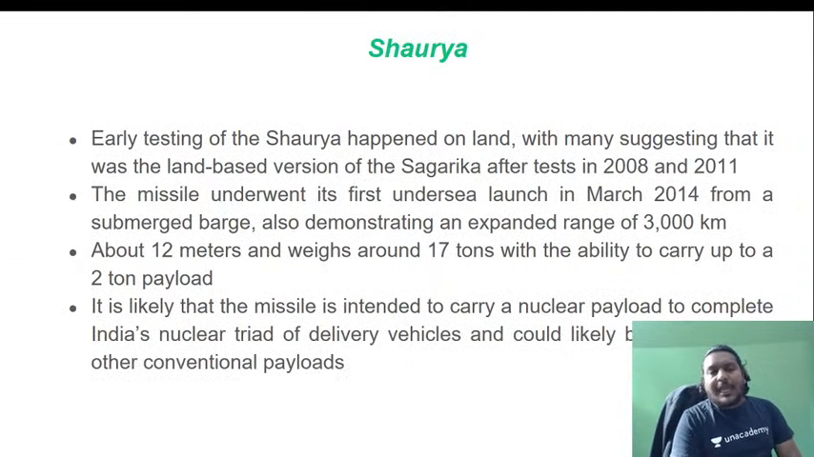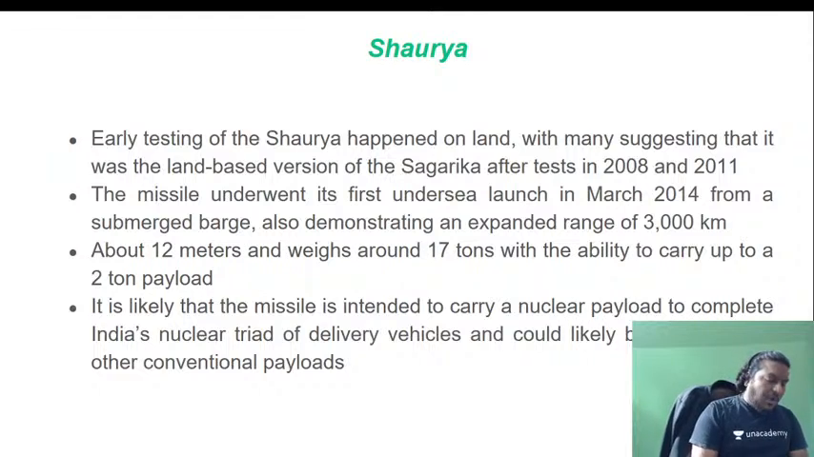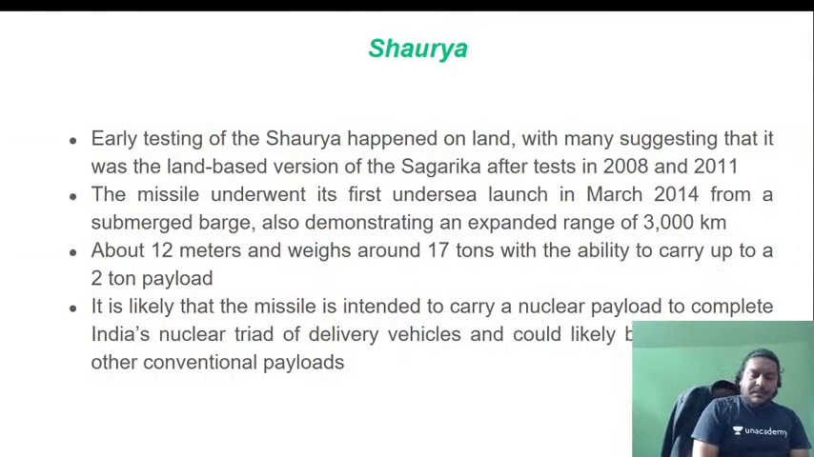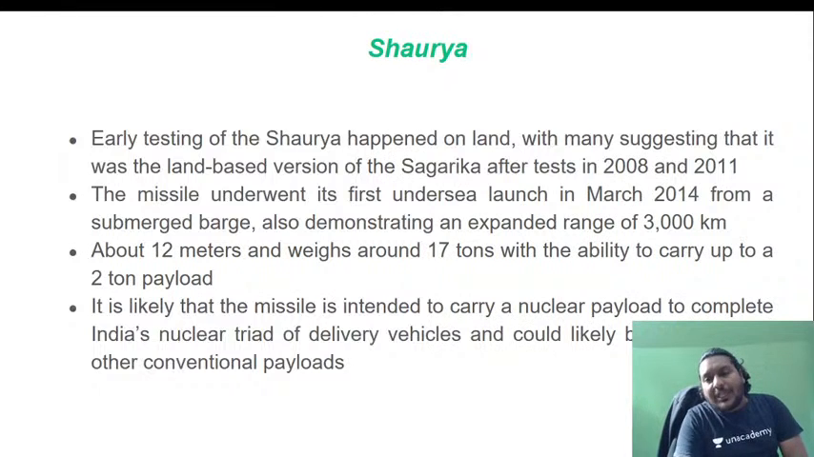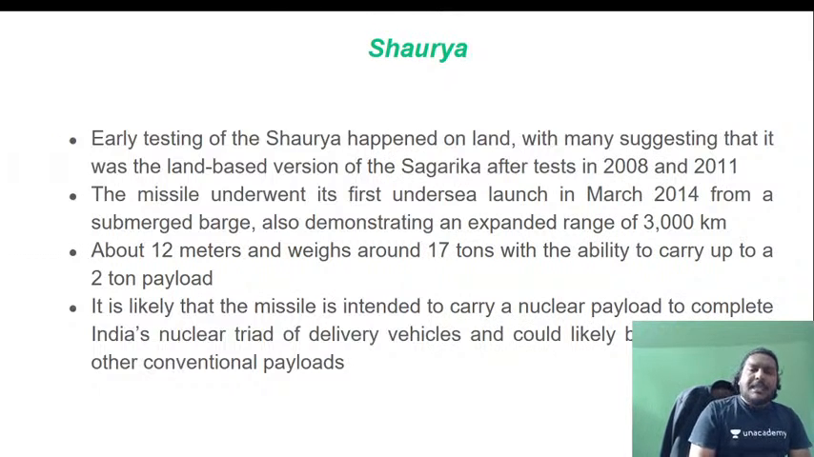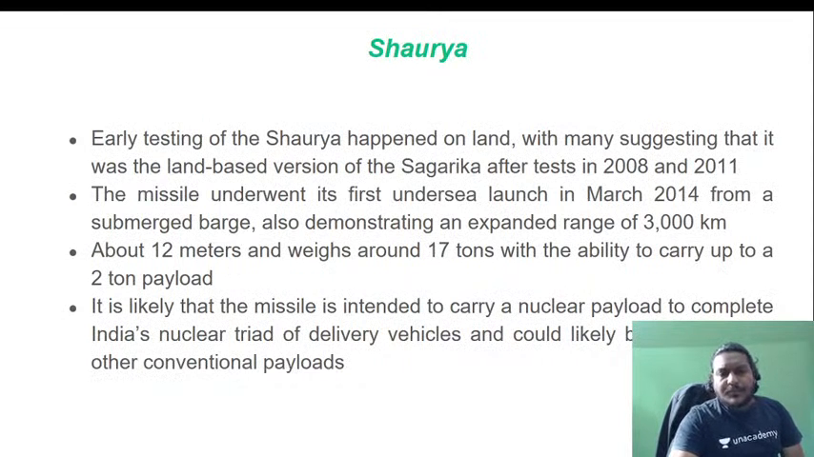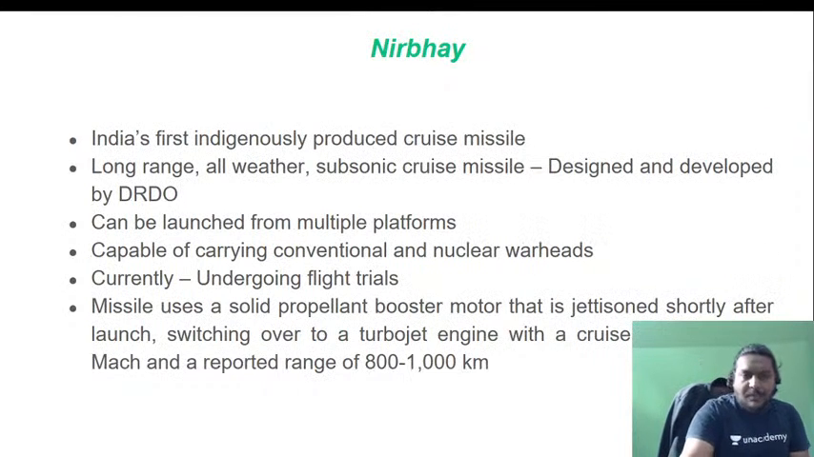When it comes to Shaurya, when it was being tested on land, people thought it was going to be a land version of Sagarika. But it also took up the undersea launch in 2014 and did a great job in that also. It can actually take a nuclear warhead and all. That is something which it could do. So it is like an expanded range. It could go up to 3000 kilometers, something which people have planned.